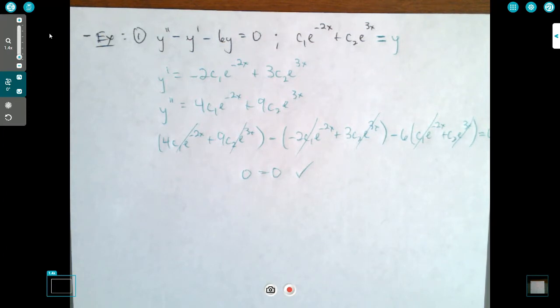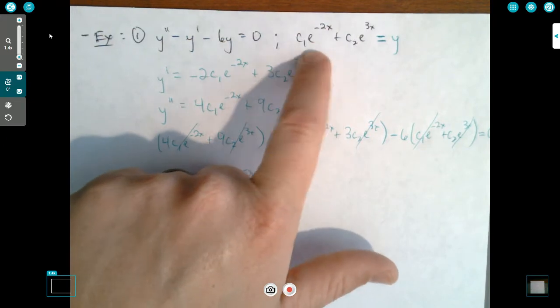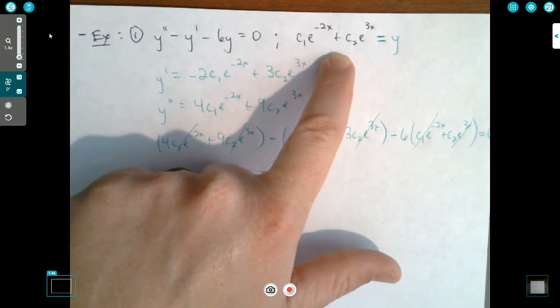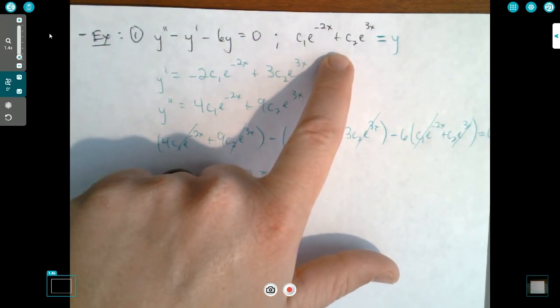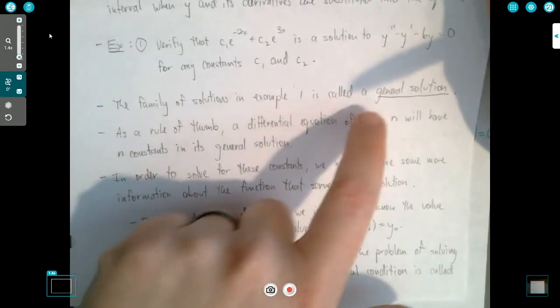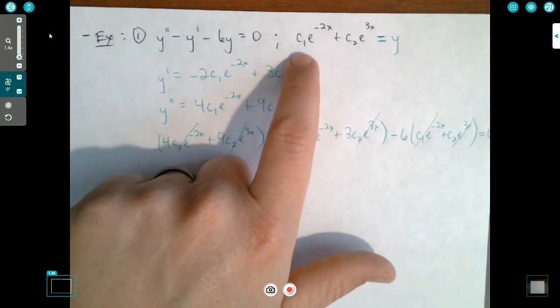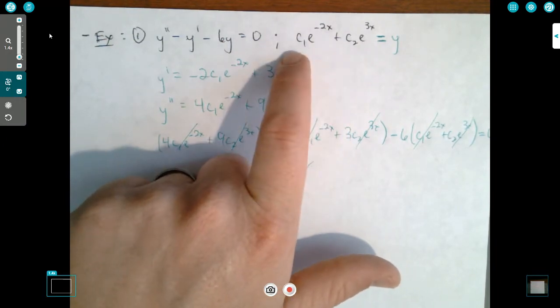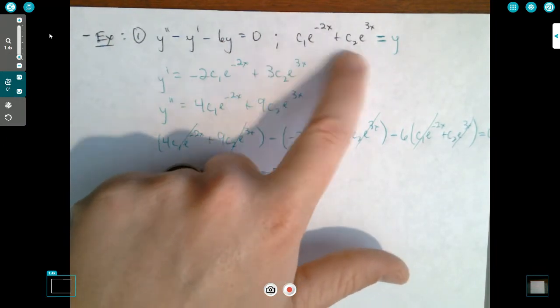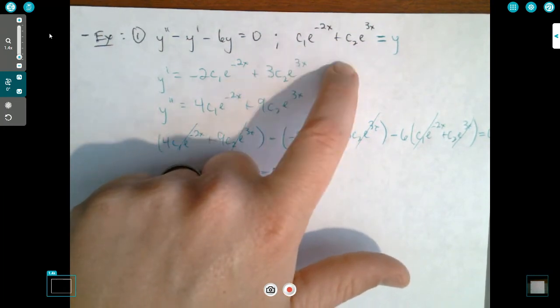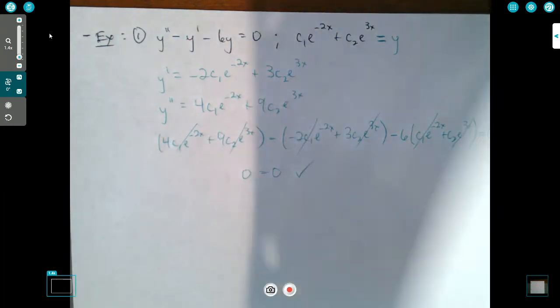So we're well equipped to be able to handle those kinds of situations. Okay, this sort of solution is called a general solution. So the family of solutions in example 1 is called a general solution. And it's a family of solutions because you could replace C1 and C2 with any real number, and it would still be a solution, right?